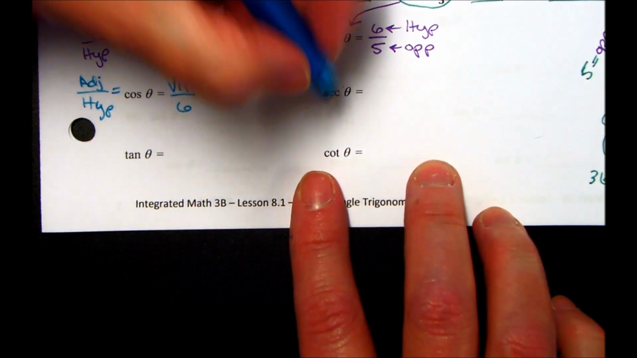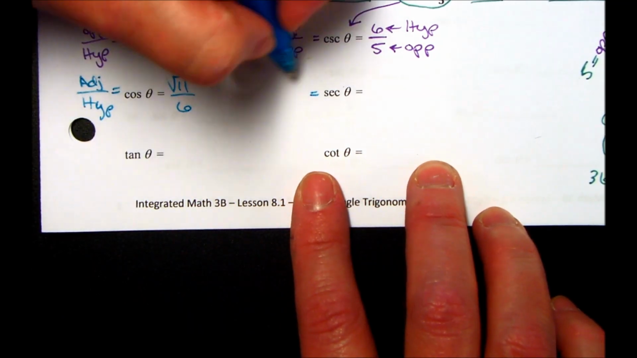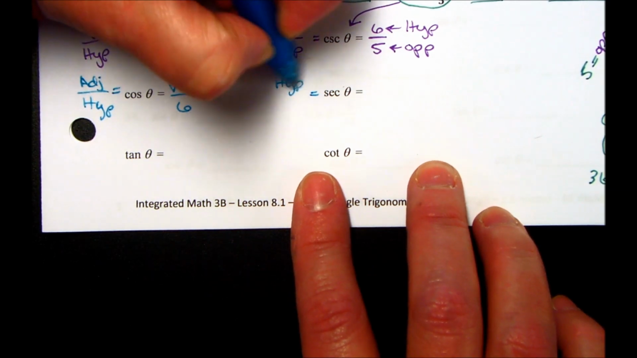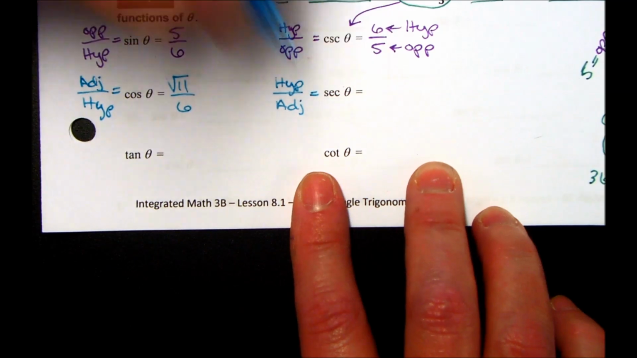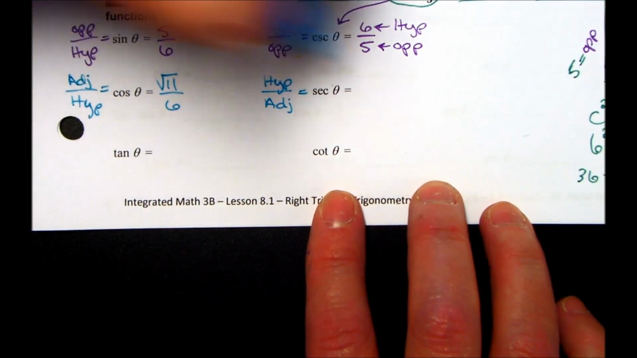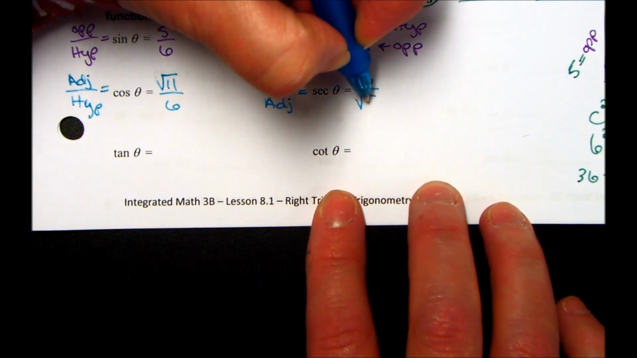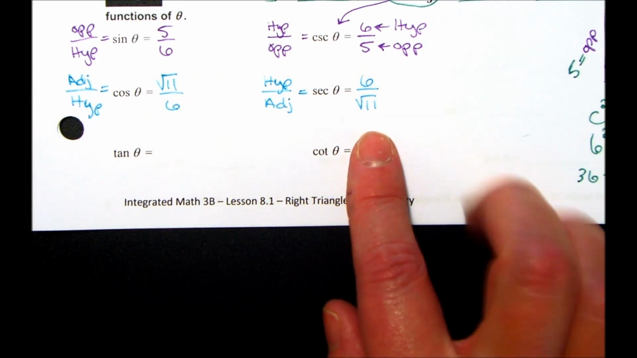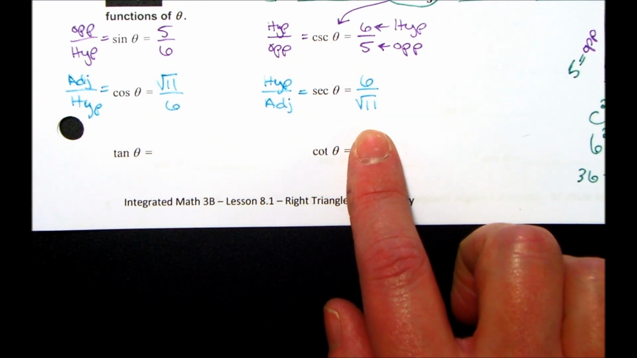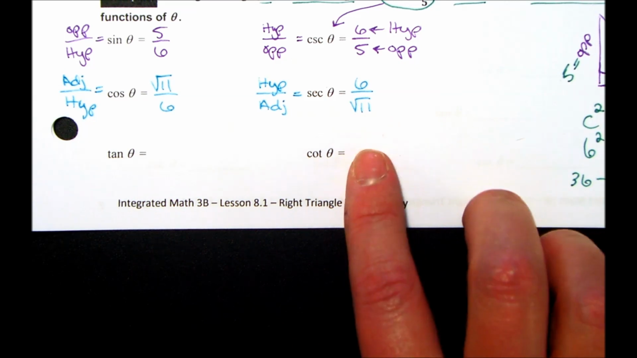Well, secant is the reciprocal or inverse of cosine. So I'm going to have to put the hypotenuse at the top and the adjacent on the bottom. So if I flip this fraction, I would have 6 at the top and the square root of 11 at the bottom. That square root of 11 at the bottom is a problem. We have to rationalize that denominator.